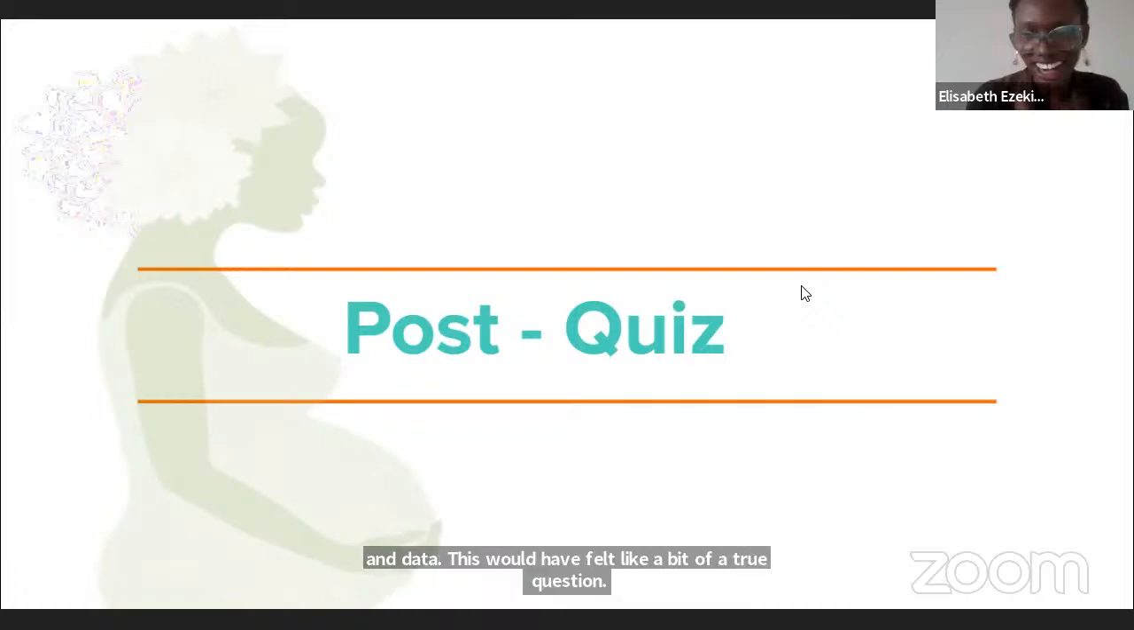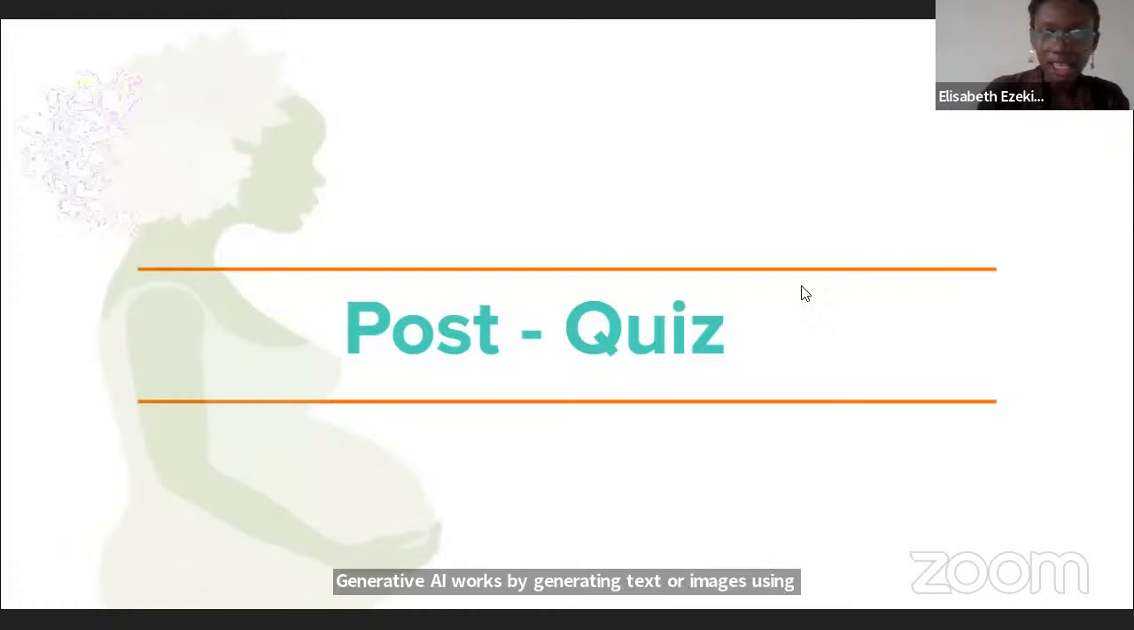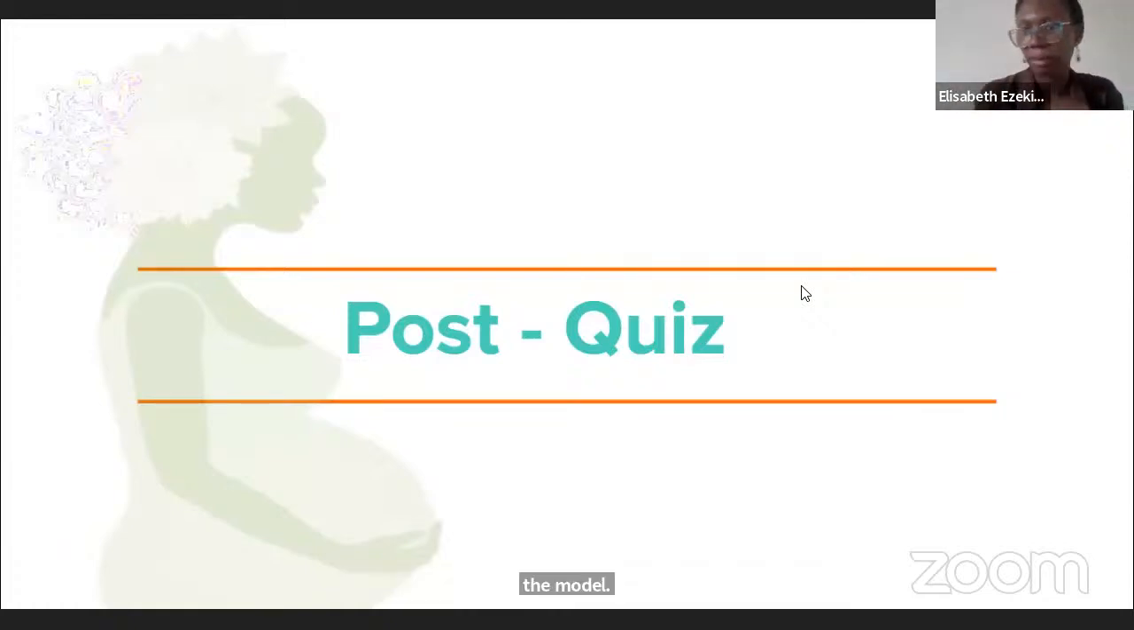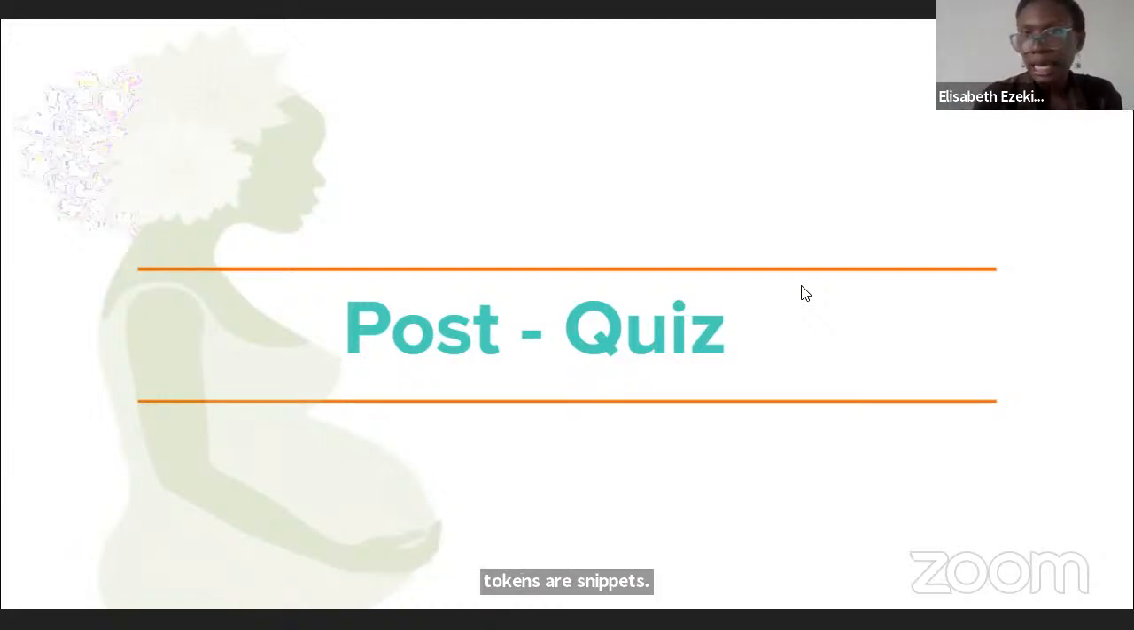Generative AI works by generating text or images using the model from its training data set. Remember, we said that tokens are snippets of text, used to identify other similar text that follows, right?